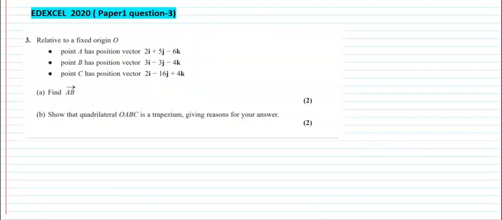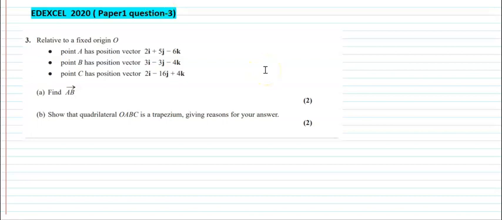This is Edexcel 2020 paper 1, question number 3. Here it is written, relative to a fixed point O, point A has position vector this one, point B has position vector, point C has a position vector, and you need to find AB. So let's find it now.